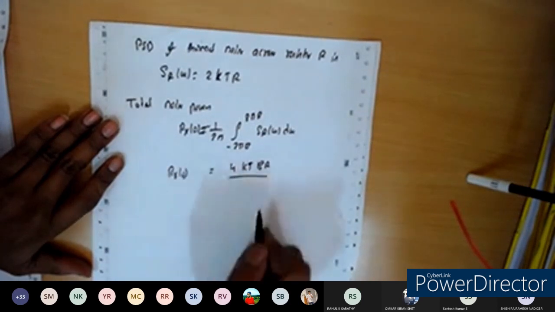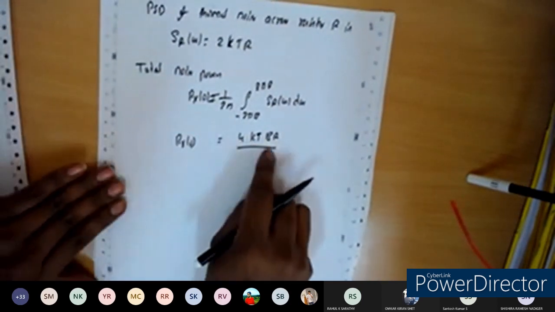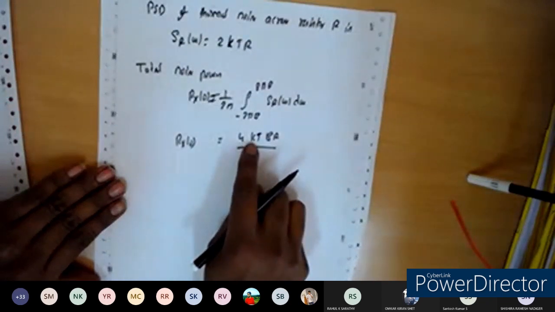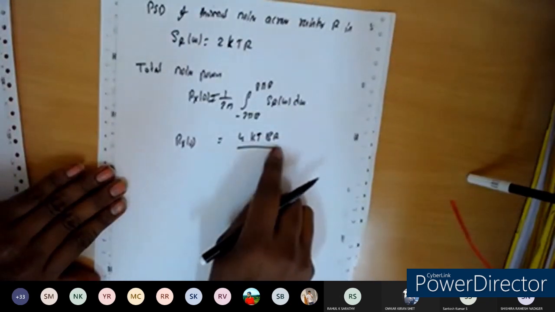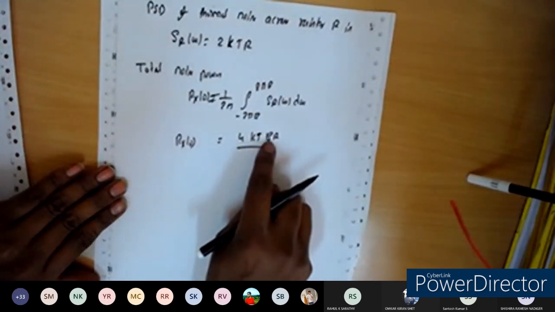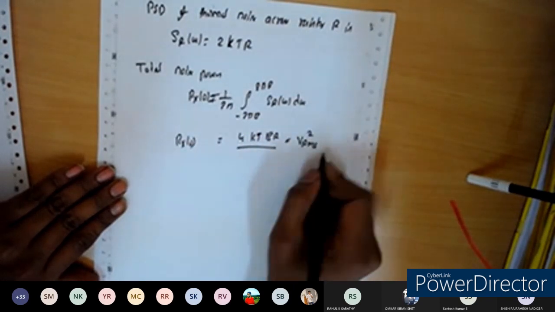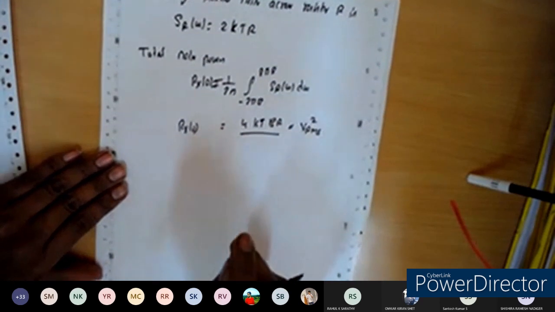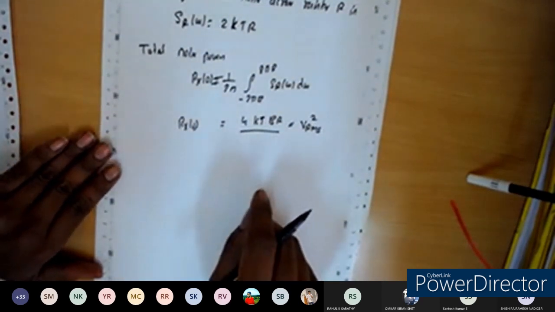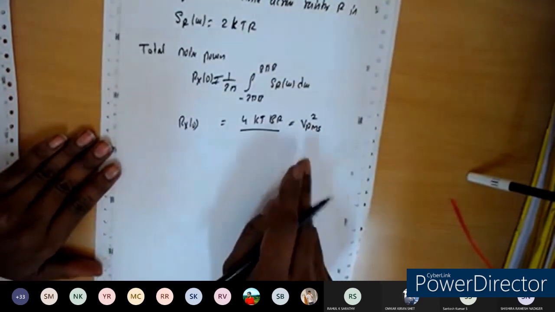We already defined this: Vrms square by R is nothing but 4 kTB. Since R is cross multiplied, we get Vrms square. You know the root mean square value: it is the root of the mean of the square of the signal. We call it the root mean square value.